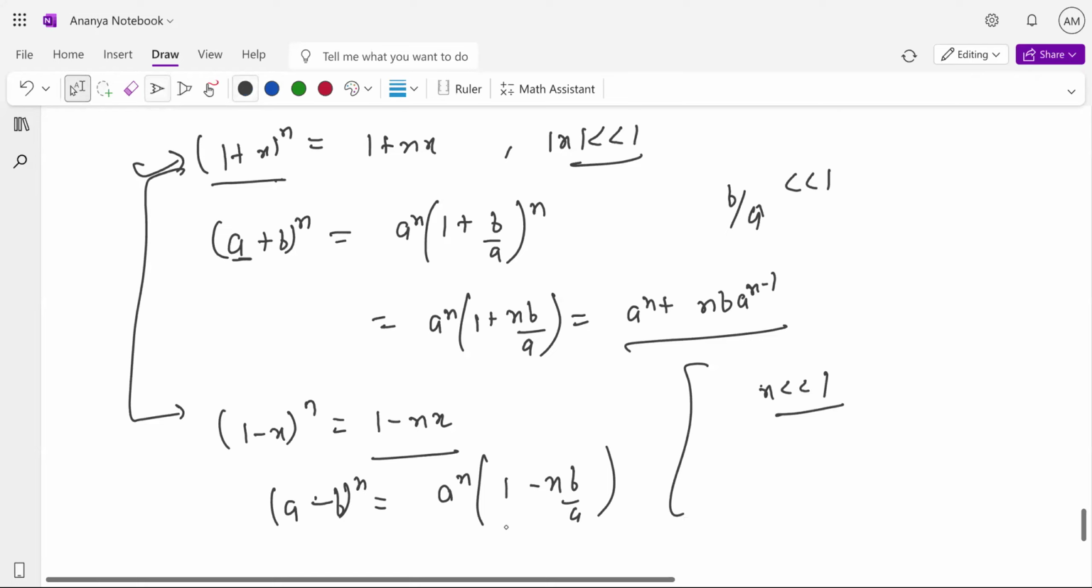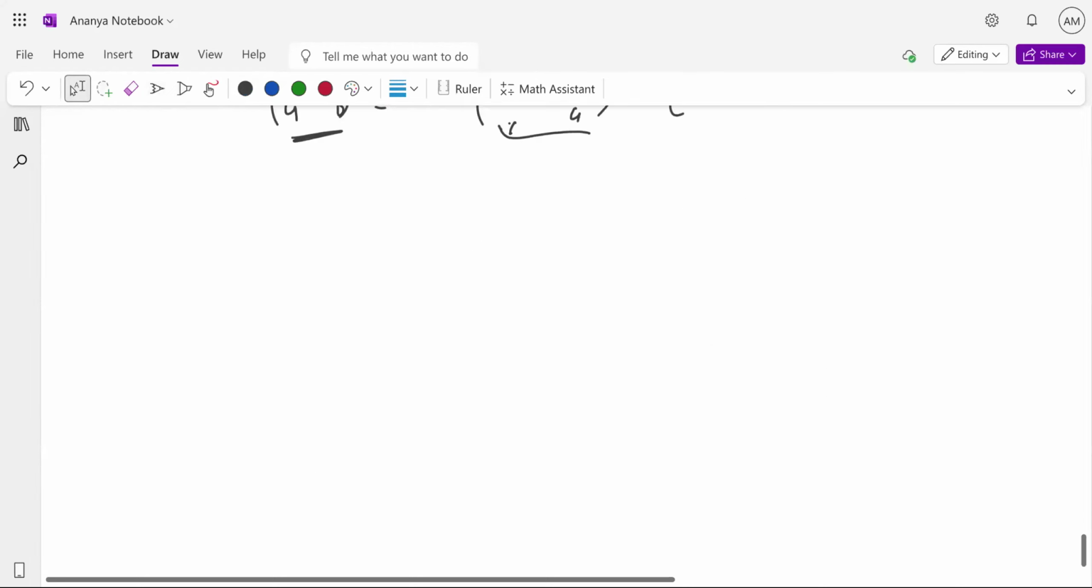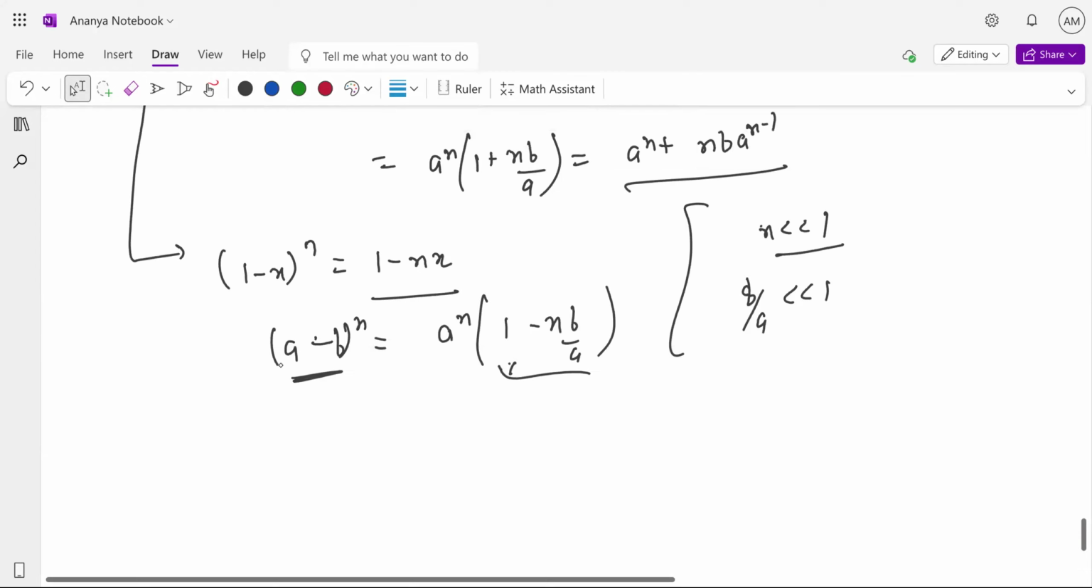These things are only valid if x is very, very less than 1. If you are making this kind of term, basically you are taking a as common, so b by a should be very, very less than 1. Only then are these things valid. Only then do these cases work. To get this, you can assume that b should be lesser than a.